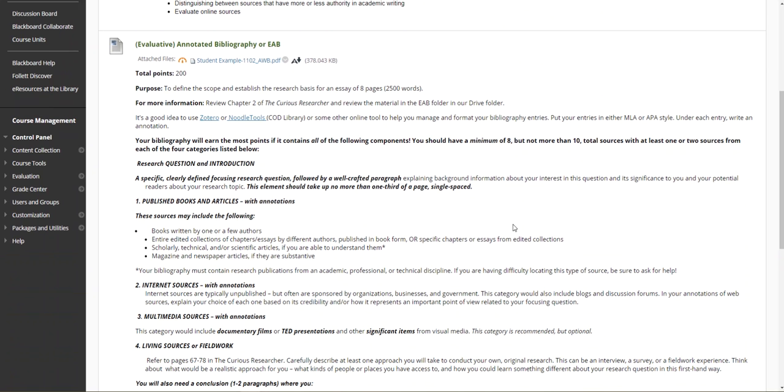So the focus of chapter 2 is collecting sources for your research topic, right? The target assignment, a major assignment that is worth 20% of your grade, is the evaluative annotated bibliography. So you should look through the annotated bibliography information in chapter 2. The purpose behind the annotated bibliography is to define the scope and establish the research basis for an essay of 8 pages, 2,500 words. So this will help you collect the sources for your research essay.